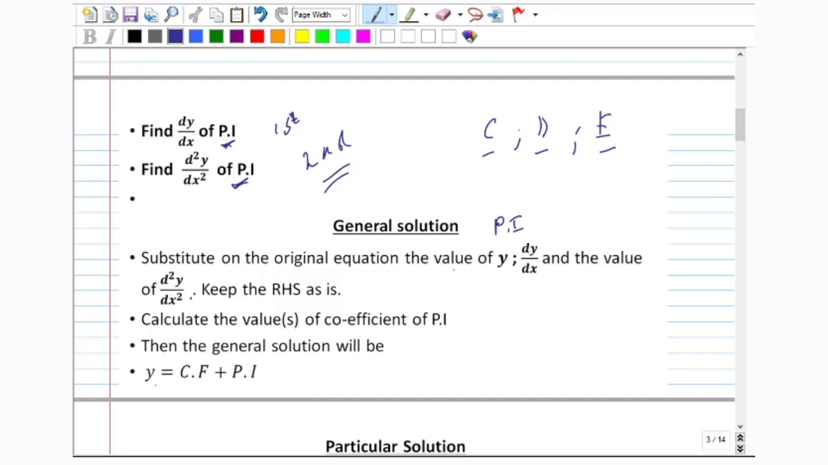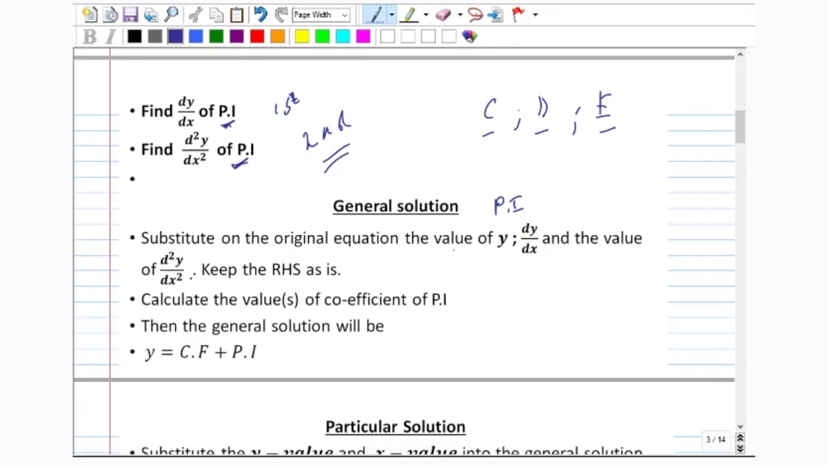Your general solution is going to be y equal to your complementary function. You will take it as it is with the value of a, the value of b. You are not substituting them. Plus your particular integral. But in the particular integral, you are substituting the value of c, the value of d, the value of e.